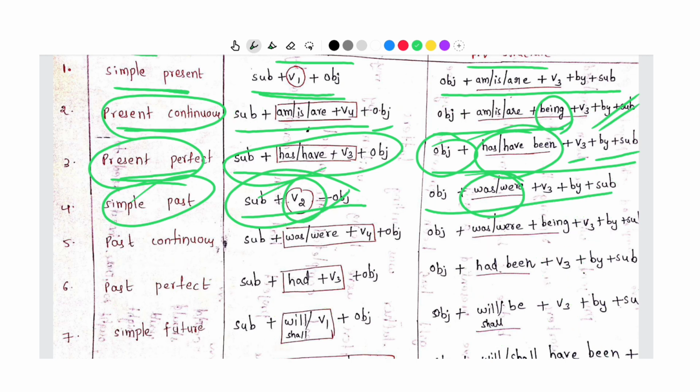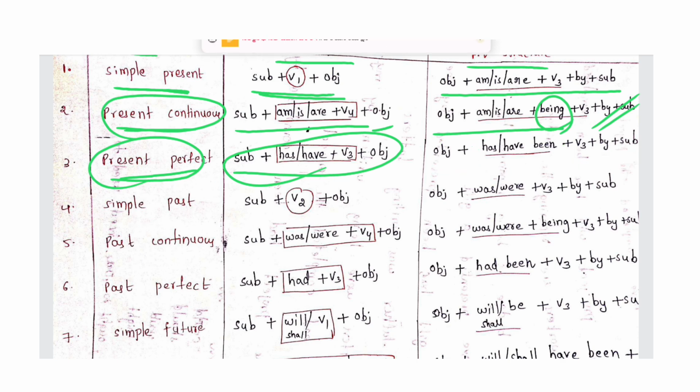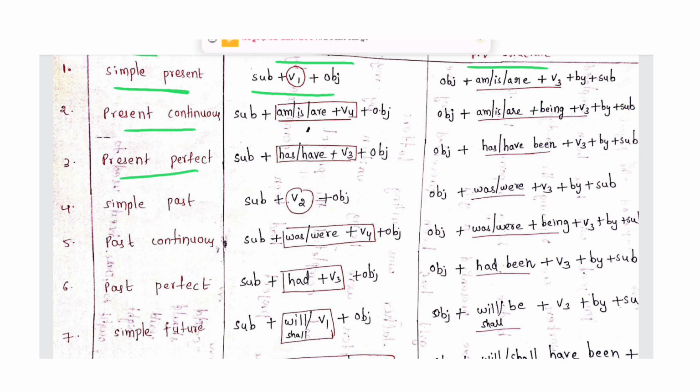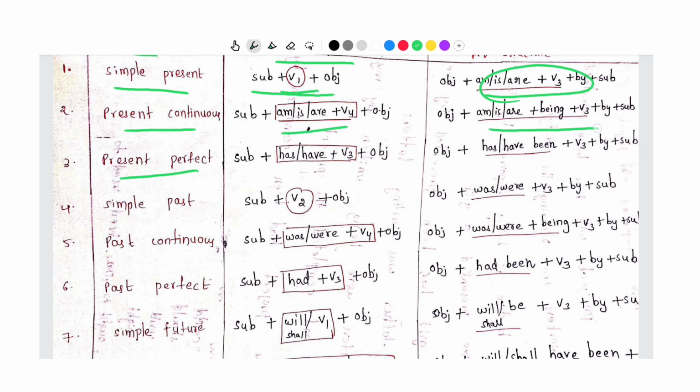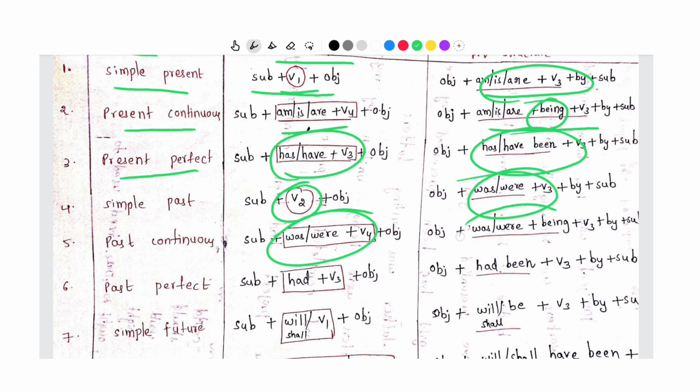I hope you understand it very well. You have to remember this: V1 will be changed into V3 in simple present. Here V4 will be V3. Here being is used. Some important ones you have to remember very well. Here V2 will be changed to was or were plus V3. Here was or were plus V4 will change into was or were plus being plus V3. In continuous, being will come compulsorily.